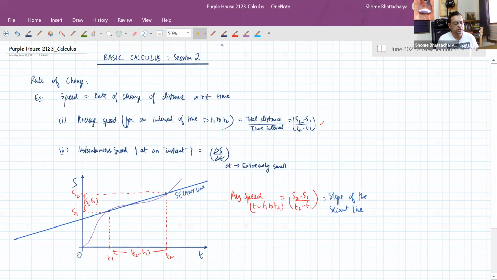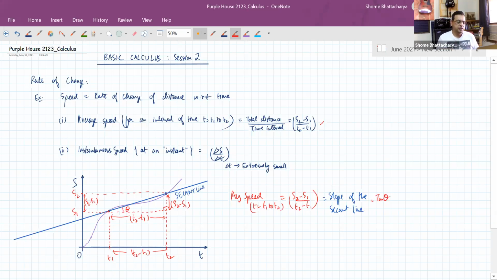Further, you can see that if I just extend this over here, you're getting a right angle triangle where this is your S2 minus S1. This is your T2 minus T1. And this angle over here is theta. So it's basically tan theta for that line.